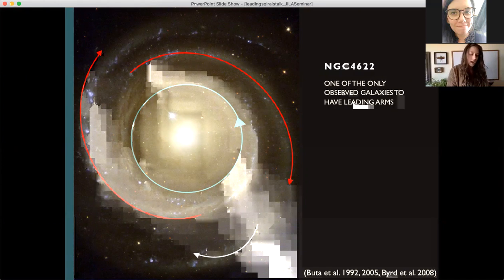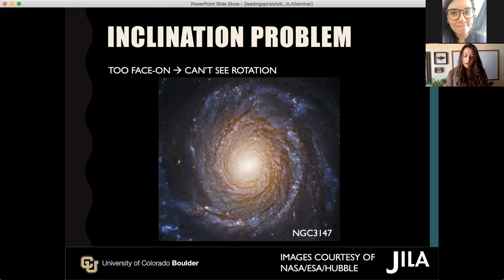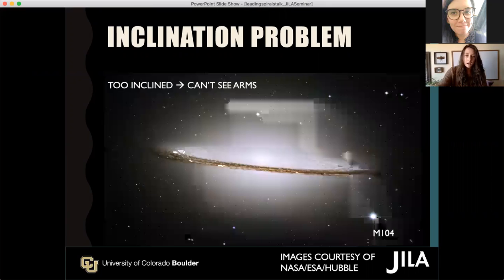So there is a major challenge with determining if a galaxy has leading or trailing arms in nature. This problem lies in their inclination with respect to the Milky Way. In order to measure a galaxy's rotation, our line of sight needs to be tilted enough on the galaxy that we can measure a Doppler shift on one side versus the other. But to know whether the arms are trailing or leading, we have to observe the galaxy face on enough where we can actually tell that there are arms and which direction the arms are turning.